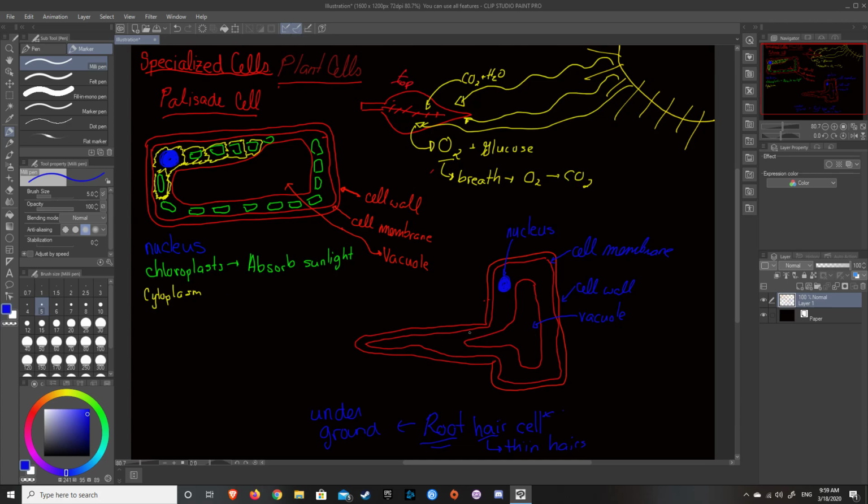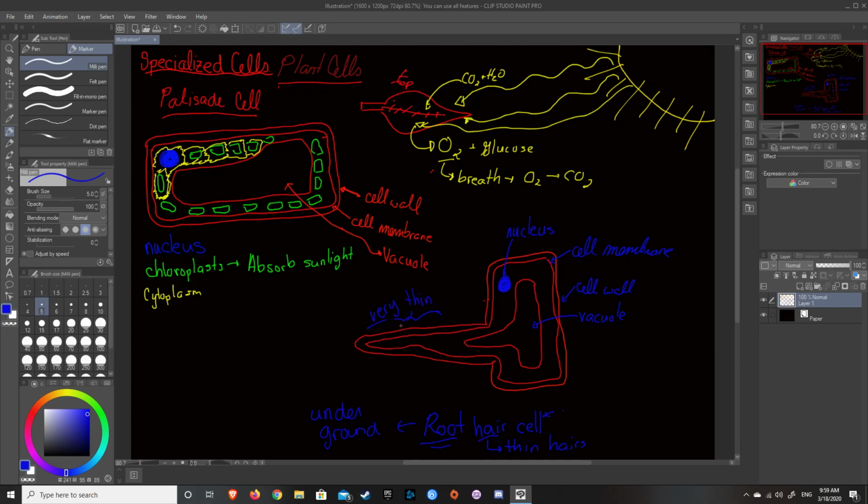But you'll see this different function is that we have this root hair cell. And what this cell is, it's very thin. So I'm going to draw this part. It's very, oops, oh no, that doesn't look good. It's very thin.